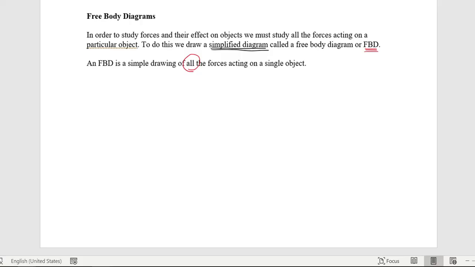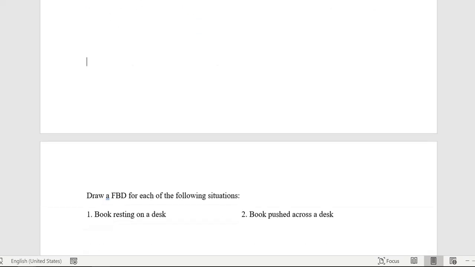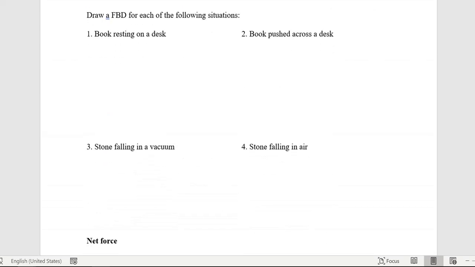And you have to stop and think, what would all the forces acting on this object be? So here's a bunch of examples. Let's take a look. The first one is a book resting on a desk. First of all, it would be a pain if I have to draw the book each time and then have a desk. If I had to do this every single time, it would take forever.